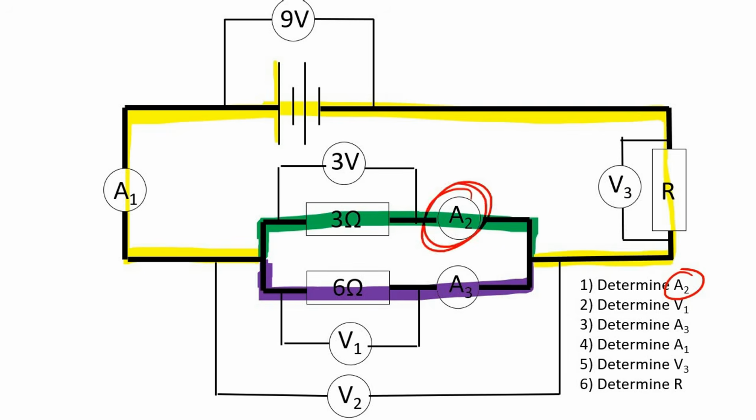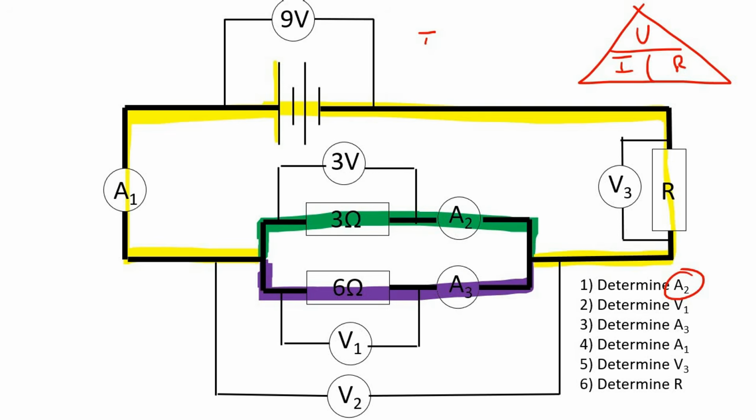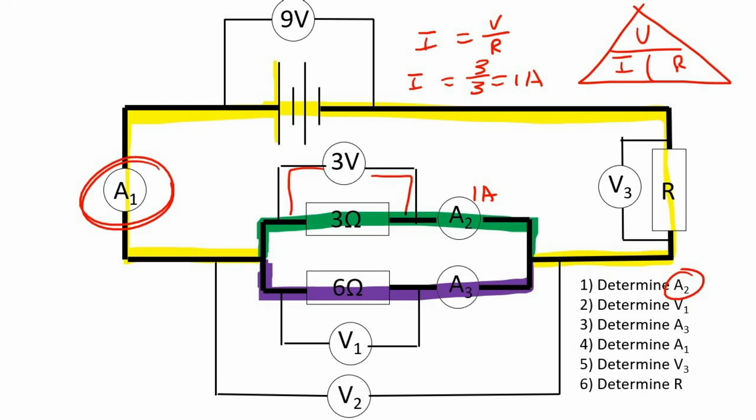Now A2 is over here, so that's not part of the main circuit. If we look at these formulas, we know that current is equal to voltage over resistance. But this current is part of the green pathway. So you can use this 3 volt, which is connected to this 3 ohm. You see it's connected across this 3 ohm over here. So you could say I is equal to 3 over 3, which is 1 amp. That does not mean that this is 1 amp. It only means that it's 1 amp over there. Okay, so we've got that one.